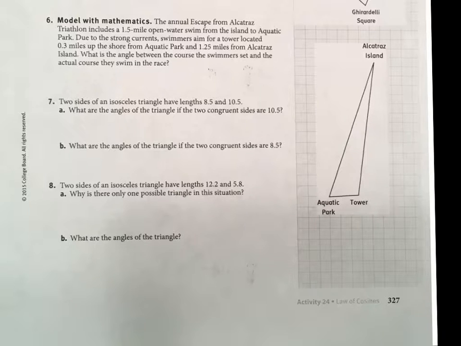So the Escape from Alcatraz triathlon includes a 1.5-mile open water swim from the island to the aquatic park. So from the island, they swim 1.5 miles. Due to the strong currents, the swimmers aim for a tower, located 0.3 miles upshore from where the aquatic park is. So they aim for this tower, which is 0.3 miles away. These are all in the same unit. And that park also happens to be on a straight line measurement, 1.25 miles from Alcatraz.